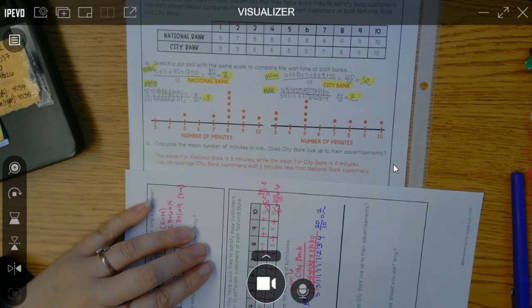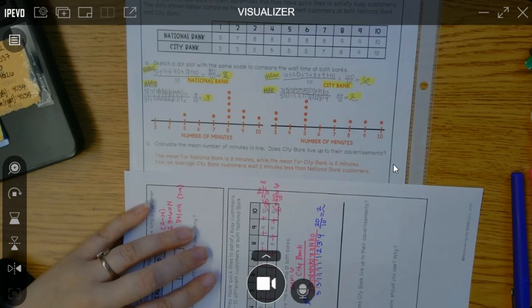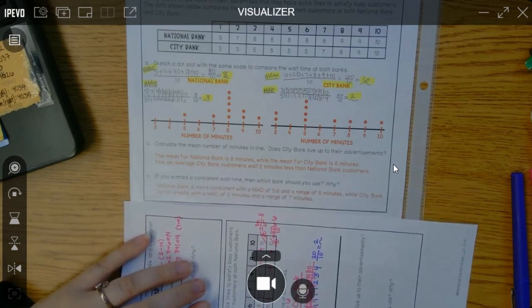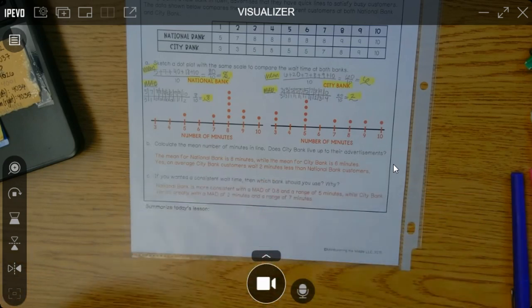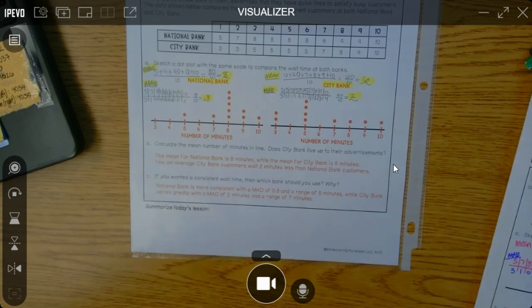Okay, the next one says, if you wanted a consistent wait time, then which bank should you use? Okay, I kind of already answered that. What do you think? How do I know which one's more consistent? Yeah, you look at the MAD value. So the National Bank is more consistent because it has a MAD value of 0.8. Okay, and then Citibank varies greatly with a MAD of 2, and it has a total range of 7 minutes.